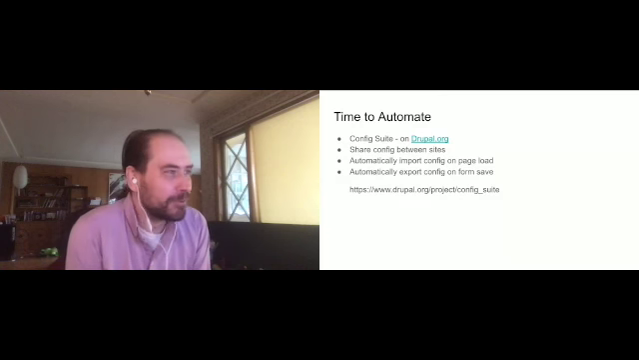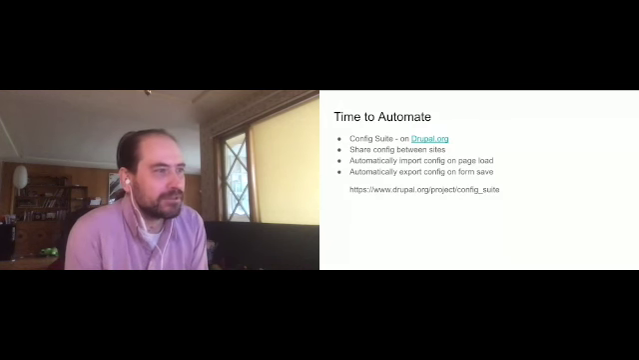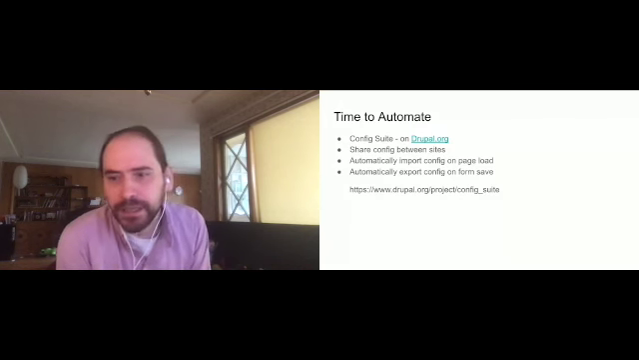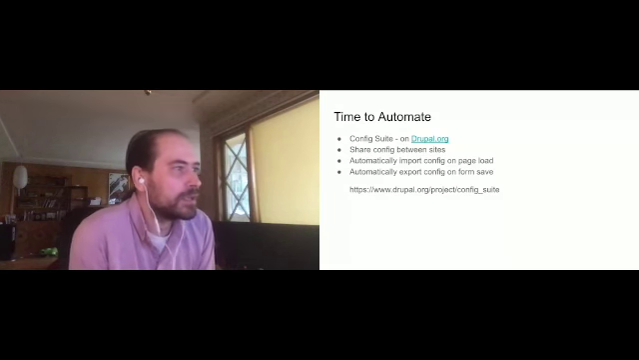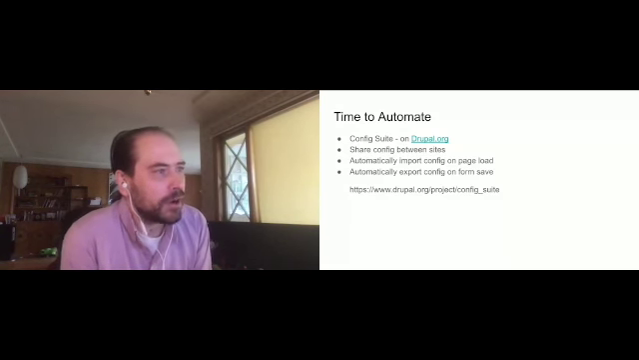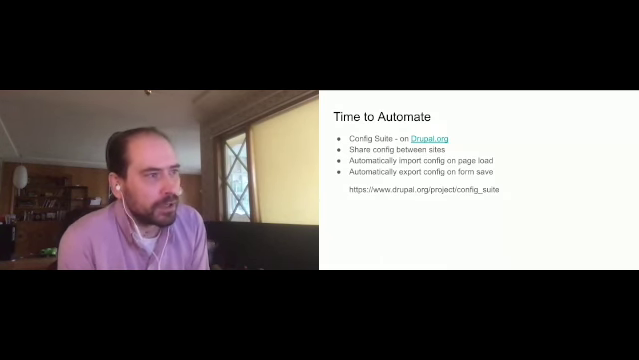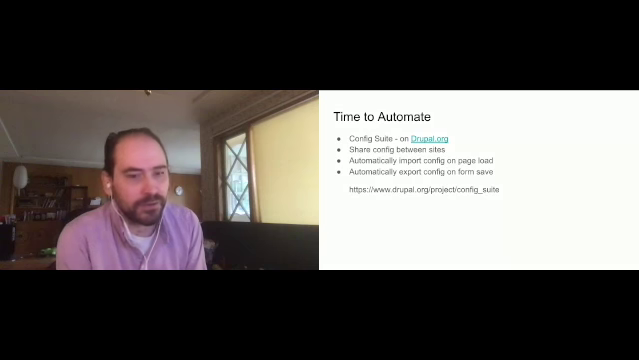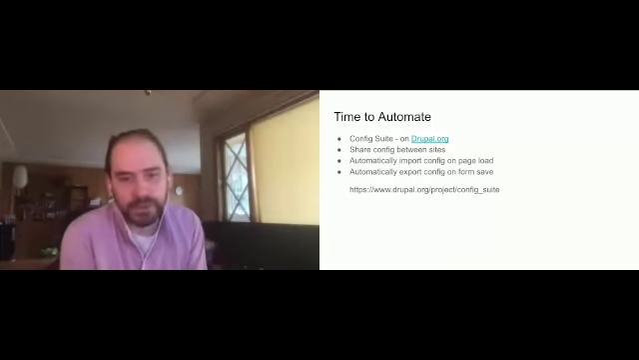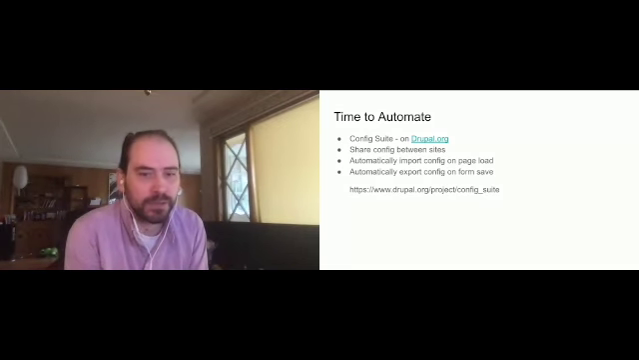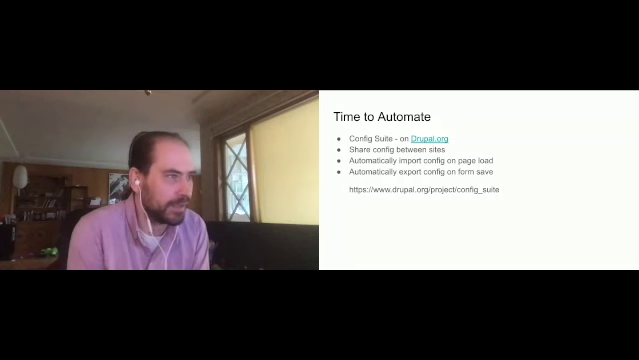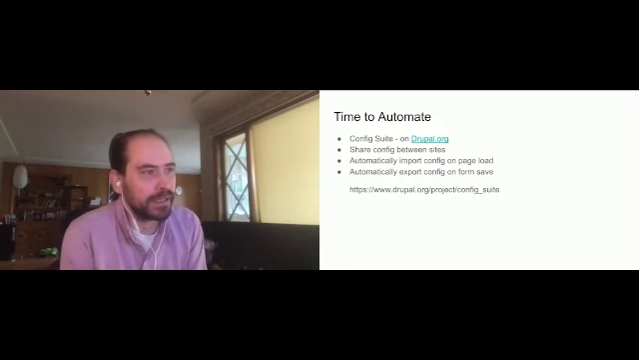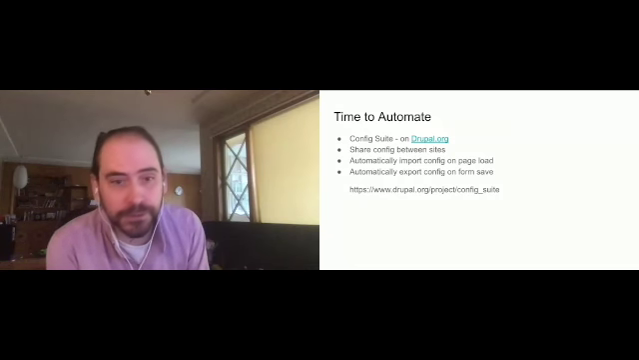So I said we're here to automate. So I wrote a module called Config Suite, which you can find on Drupal.org, and I added a link in the chat. And what Config Suite does is it automates configuration import on page load, and it automates config export when you save a form that changes configuration. It does this through the Drupal event system. So when Drupal changes configuration, it fires an event, and we listen for that event and we update the config synchronization folder.